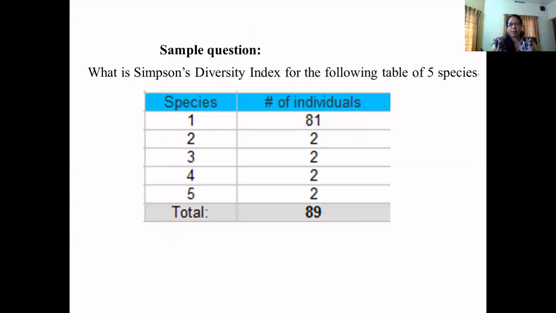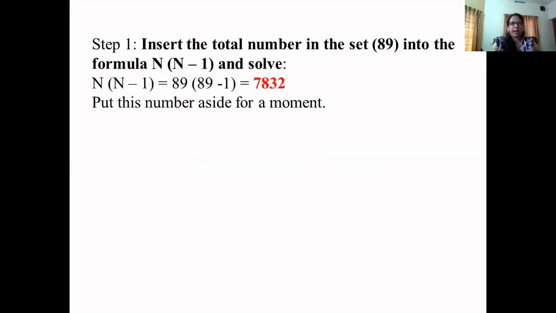So let us have a sample question. From the data provided, let us calculate the Simpson's Diversity Index. Here in the table, you can see 5 different species are numbered, and on the right hand side, each species number is provided. As we add the number of individuals of the different species, we get a value of 89. So what does this 89 show? 89 is the value of capital N. That is the total number of individuals of all species present in a habitat.